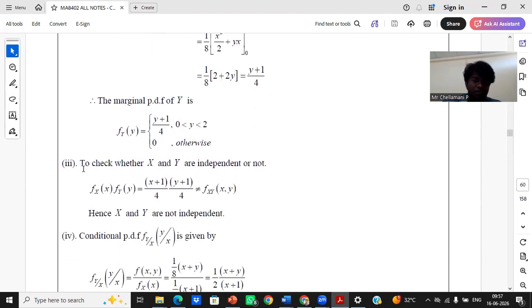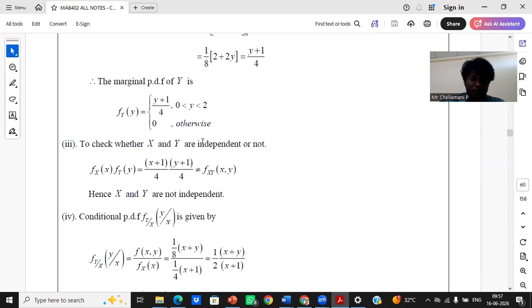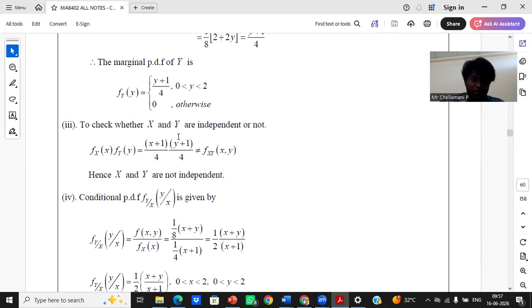Next, we are going to see the subdivision number 3, check the independent values. How to check independent values: the formula is f of x into f of y is equal to f of x comma y. So we are taking the left hand side and right hand side. If it is equal, then it is independent. If it is not equal, then it is not independent. Here our case is not equal, so x and y are not independent.